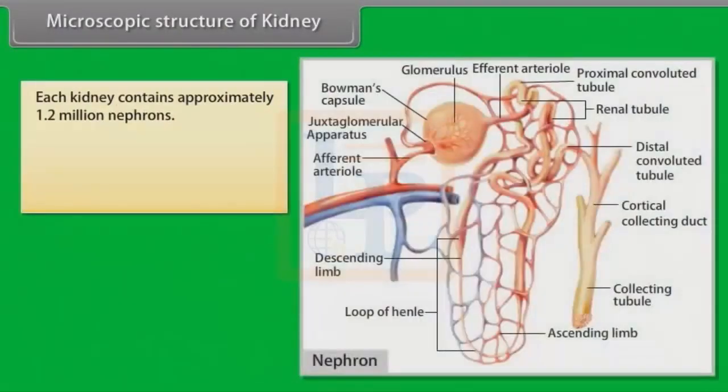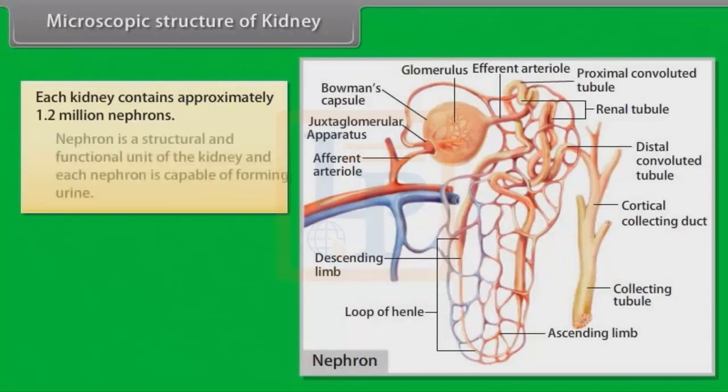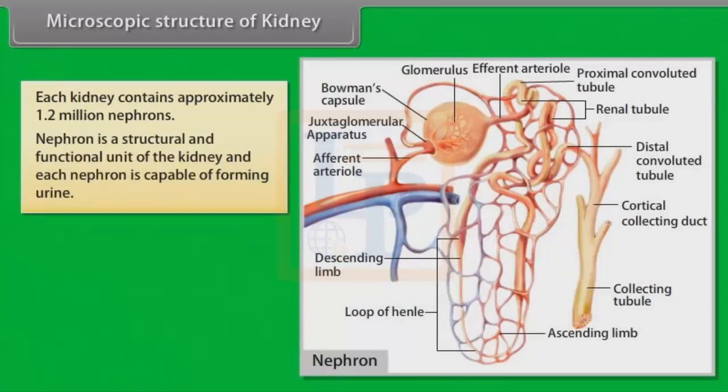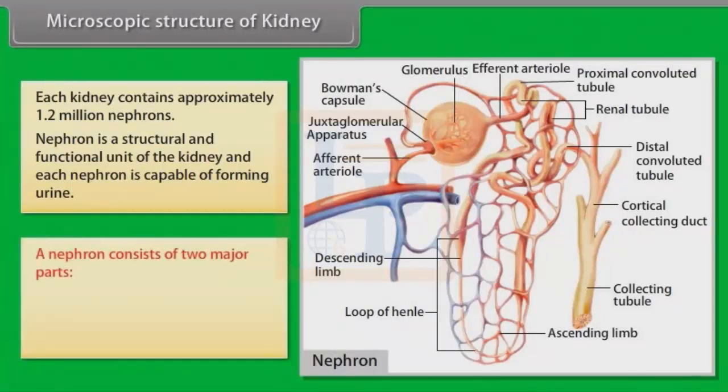Microscopic structure of kidney. Each kidney contains approximately 1.2 million nephrons. Nephron is the structural and functional unit of the kidney and each nephron is capable of forming urine. A nephron consists of two major parts: renal corpuscle and renal tubule.